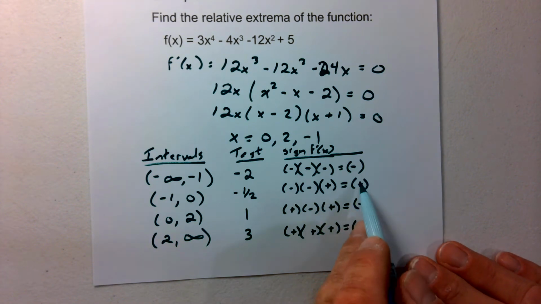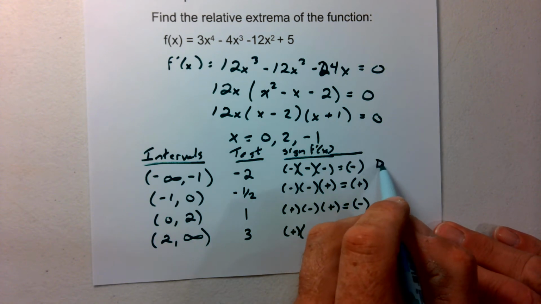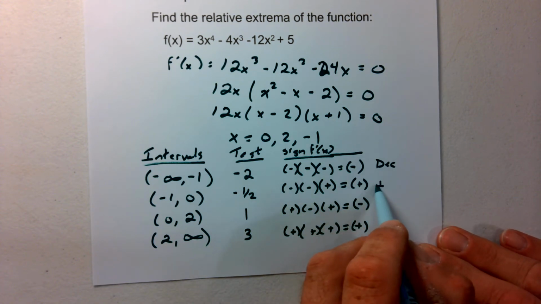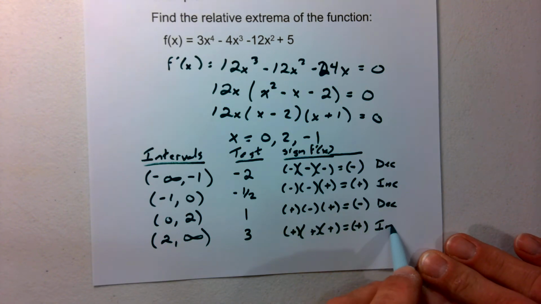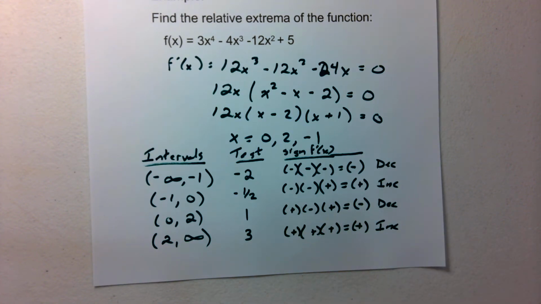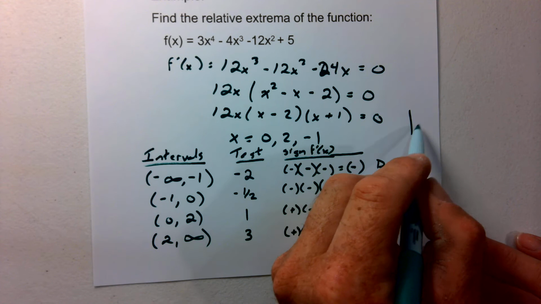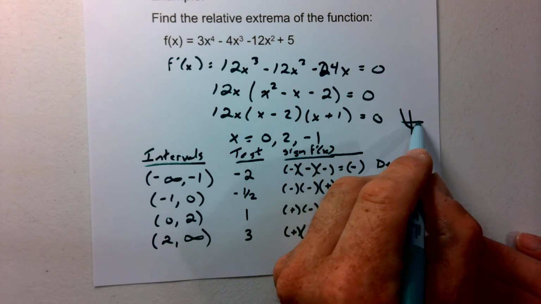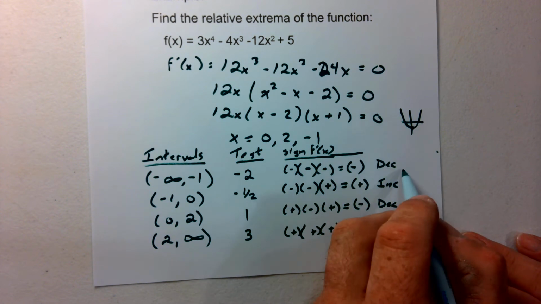So I know I have negative, positive, negative, positive. What does that tell me about my function? Well, I know I am decreasing on this interval, increasing on this interval, decreasing, and then increasing. Furthermore, from the first derivative test, if I go from decreasing to increasing, I know I'm going to have a relative minimum.